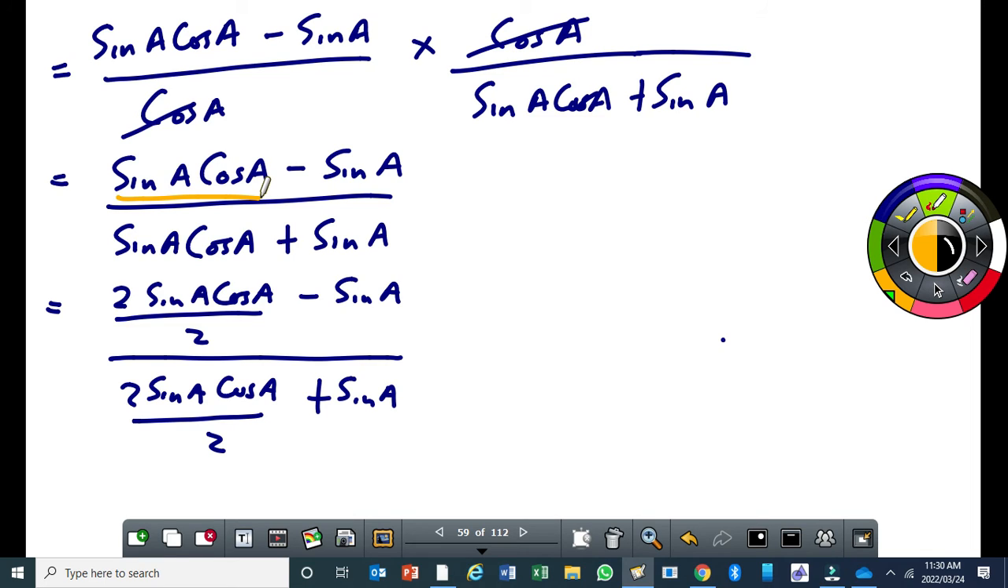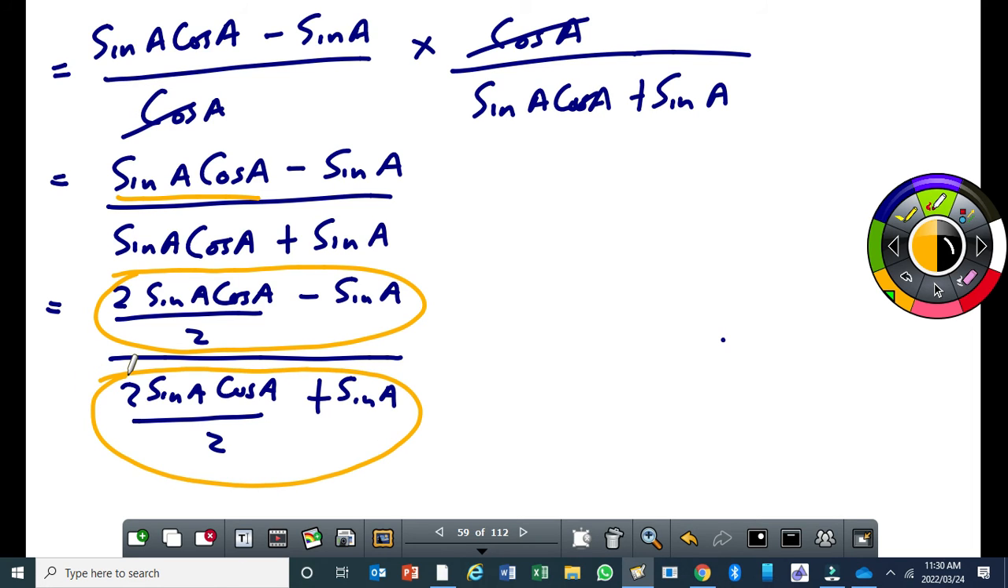Okay? Then I need to find, and please be aware that this is the numerator. So there's an LCD there. And this is also a denominator. And we need to find its LCD. Right?